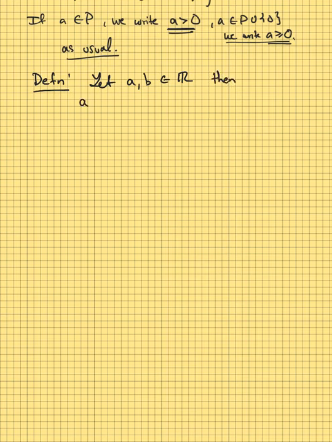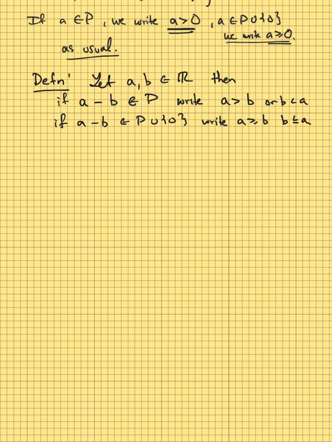Then the way you define A being bigger is you just say, well, if A minus B is in this set of positives, we write A is greater than B, or B less than A. And if A minus B is in P union 0, then we write this as A is greater than or equal to B, or B is less than or equal to A.